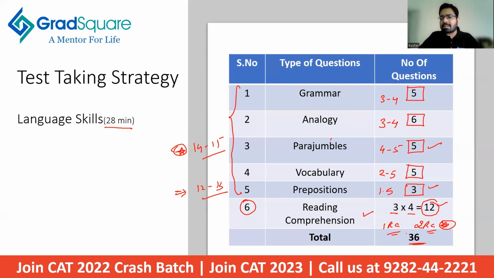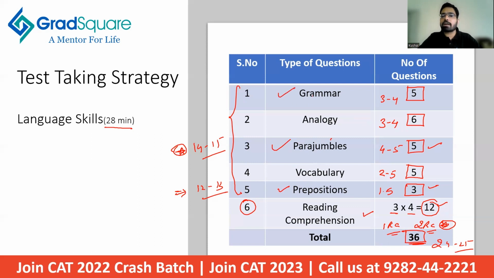What we are looking at is that out of these 36 questions, we should try and get about 24, 25 questions correct. That should help us ensure that we are clearing the sectional cutoff for language skills as a section. And as I mentioned earlier, prepositions, prepare for it, get into the paper. Parajumbles, prepare for it, get into the paper.